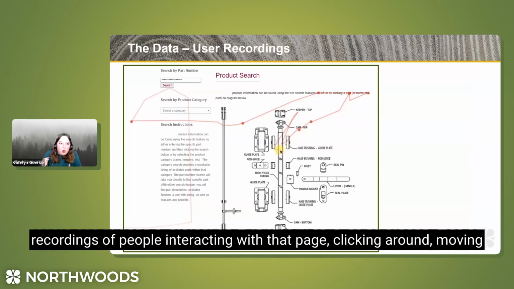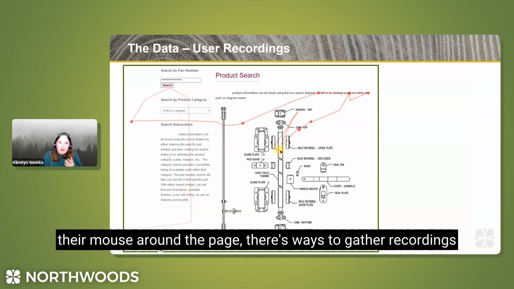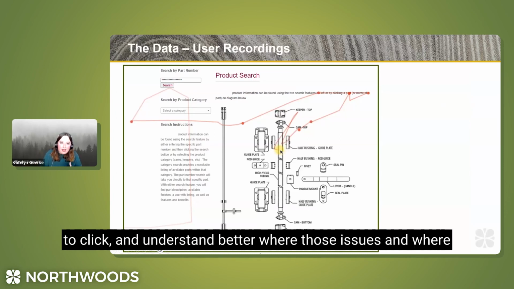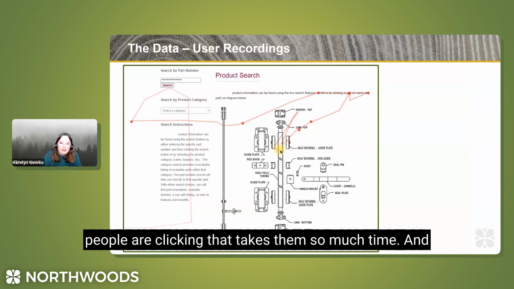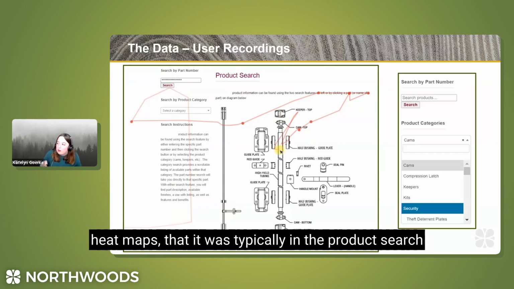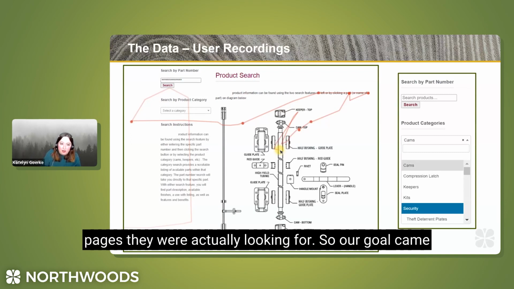We also could use recordings of people interacting with that page, clicking around, moving their mouse around the page. There's ways to gather recordings and actually see where someone's mouse moves, where they're trying to click, and understand better where those issues and where people are clicking that takes them so much time. And again, this also confirmed what we were seeing from the heat maps, that it was typically in the product search phase, that people were taking a lot of time to click around, and it was taking them a lot of clicks to get to those end pages that were the pages they were actually looking for.